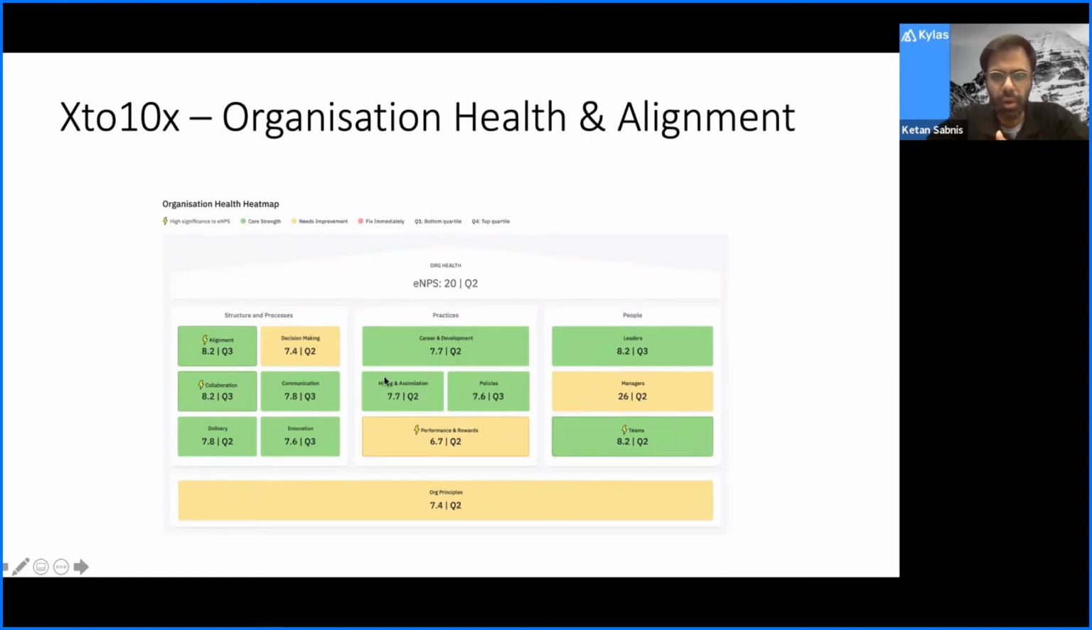So is hiring going right? Are the teams working? Are the leaders working? Is the decision making being impacted? So everything blue, red, green, orange is what they look at from an X to 10X, and this is a platform which is again out of the box available for you.